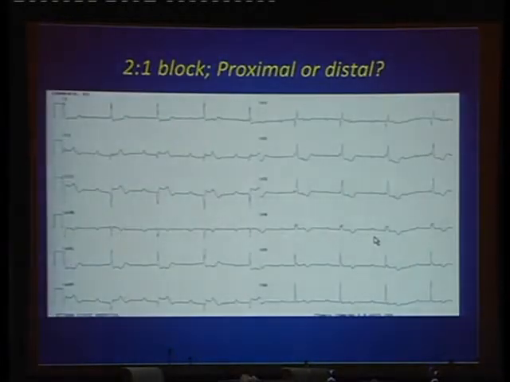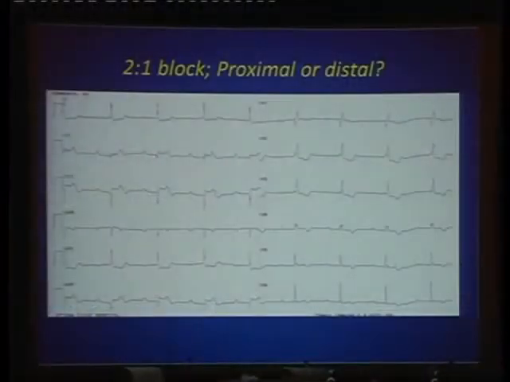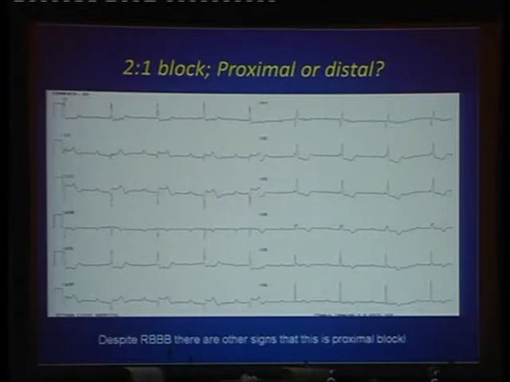Blocks. Well, this patient has right bundle branch block and 2-to-1 block, but there's an acute inferior infarct. But I want to bring to your attention the extremely long PR interval. And that extremely long PR interval almost always goes along with proximal block. And in fact, this is likely to recover, and this patient is not going to require pacing.